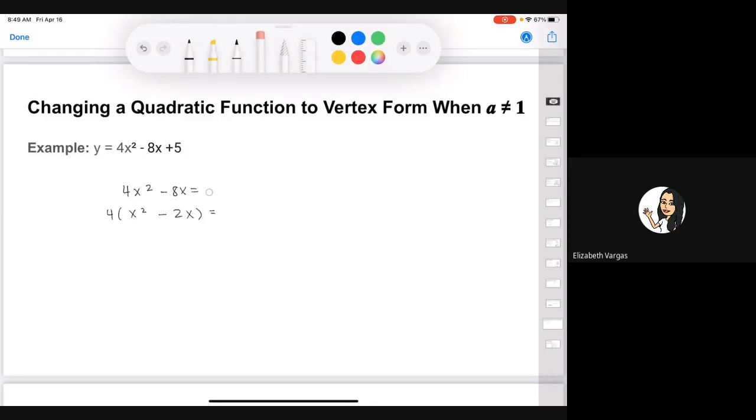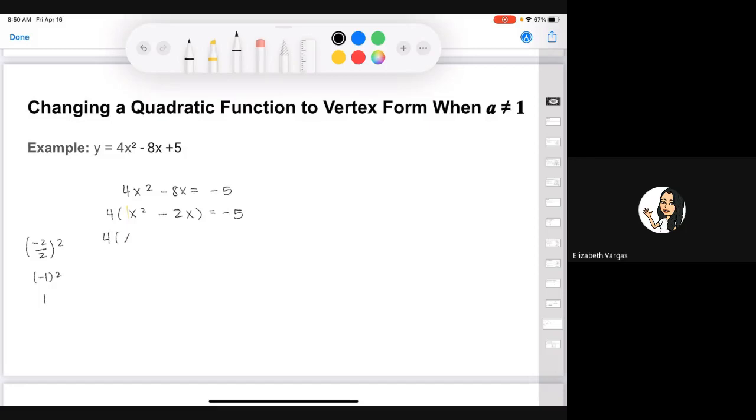And this is actually -5. I don't want to mess that up. -5. Okay. And so I factored out that 4. That gives me now an imaginary 1 for my a. And now with that, that's where I can complete the square. So I need to complete the square to see what the perfect square trinomial is. So -2 divided by 2 squared, -1 squared, 1. So I'm adding 1 to both sides.